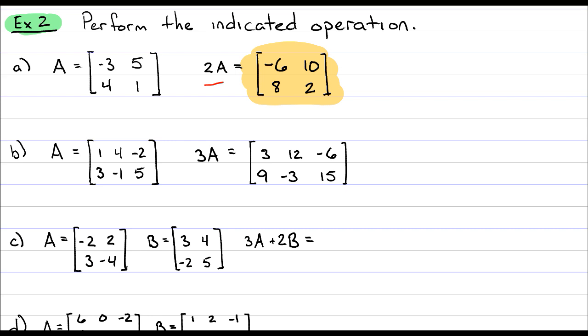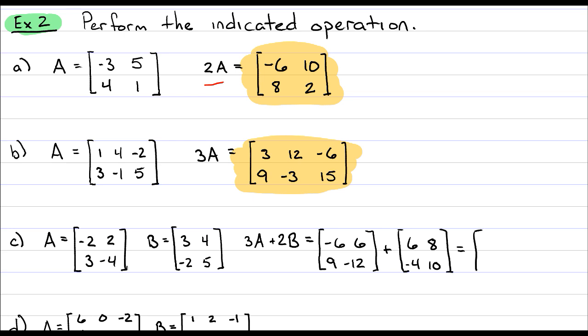Okay, so now in part C, we're going to combine the concepts of scalar multiplication with matrix addition. So in this case, I want to calculate 3A plus 2B for the given matrices A and B. Well, first, let me calculate 3A and 2B. 3A is going to be minus 6, 6, 9, and minus 12. And I want to add to that 2B, which would give me 6, 8, minus 4, and 10.